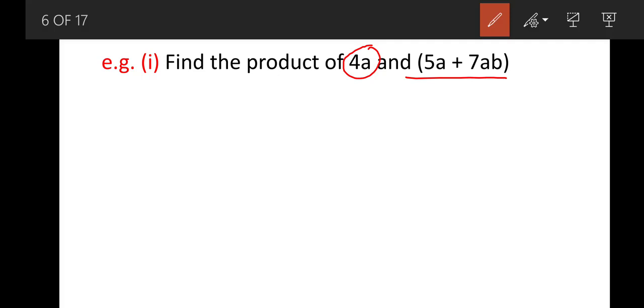And how do you come to know that this expression is a polynomial? By looking at the powers of the variables involved in every term of the algebraic expression. Here the power of a is 1, and the powers of a and b are both non-negative integers. So both these terms satisfy the condition of a polynomial. So we can simply say that this is a polynomial.